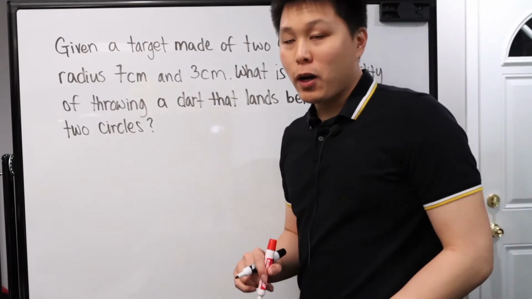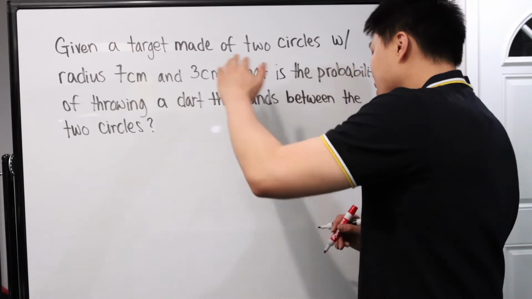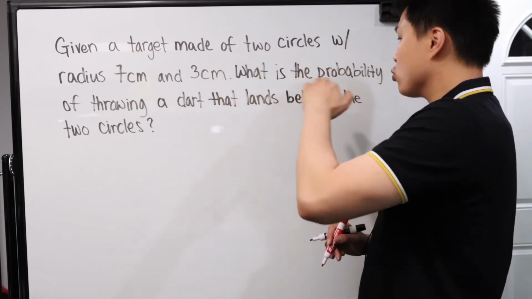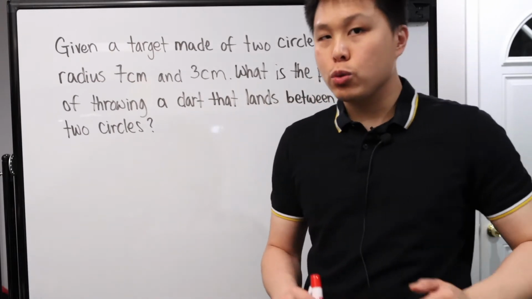All right, so let's look at this problem right here. Given a target made of 2 circles with radius 7 centimeters and 3 centimeters, what is the probability of throwing a dart that lands between the 2 circles?